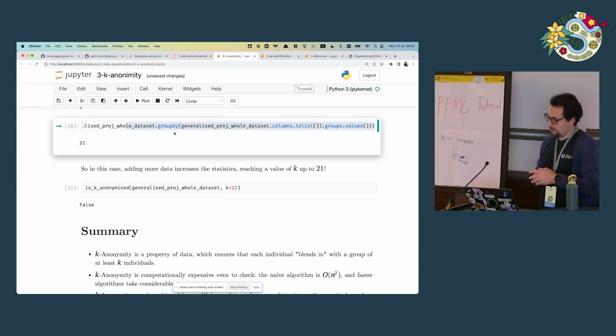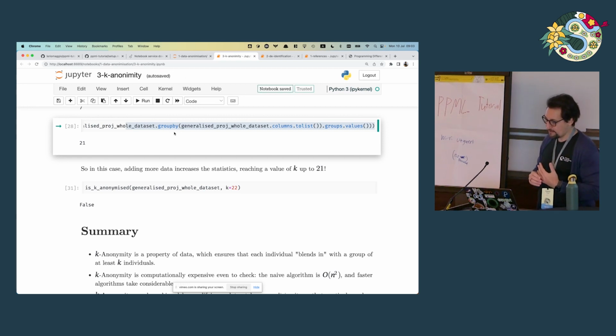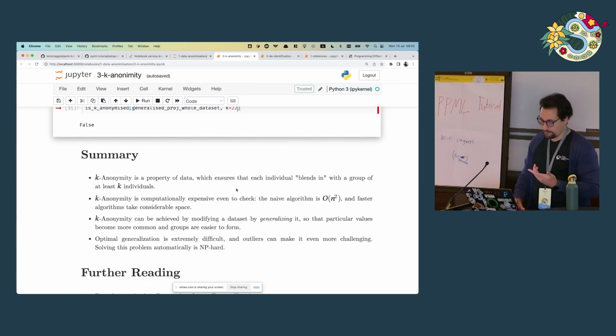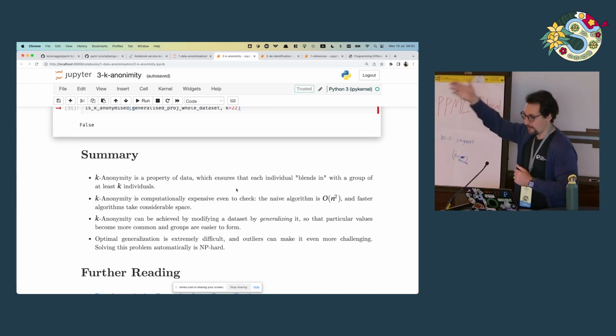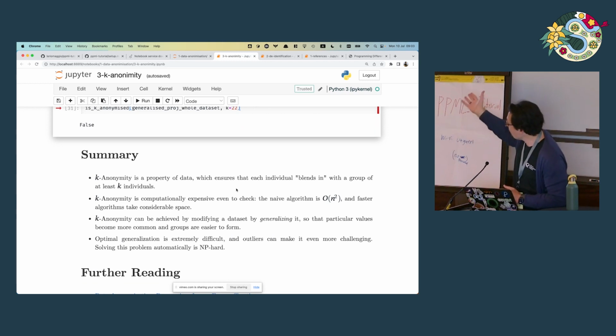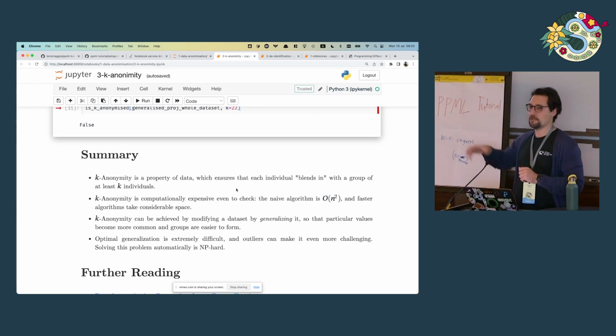K-anonymity can be achieved by modifying the data, called generalization. And optimal generalization is extremely difficult, and it's an NP-hard problem, so it's always a matter of trying and seeing. There is another interesting paper I would recommend. It's called t-closeness, if you're interested in this particular technique. It's called t-closeness: beyond k-anonymity. It's a different kind of technique, but it's still based on the idea that privacy is a property of data.